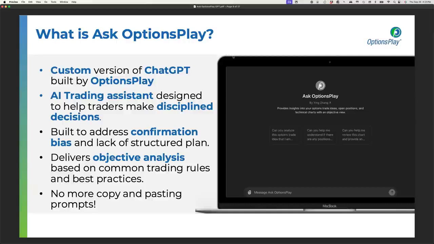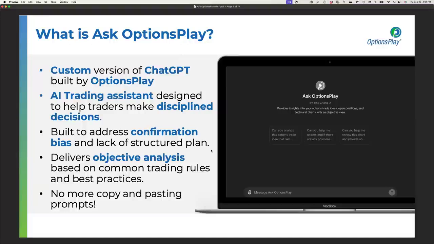And this trading assistant is designed from the ground up to help you make disciplined decisions. This is primarily to help you address confirmation bias. As traders, we tend to already have a bias on something, and we simply use the charts or the different tools on our screens to confirm our bias, rather than using the data we're seeing from our platforms objectively to make that trading decision.